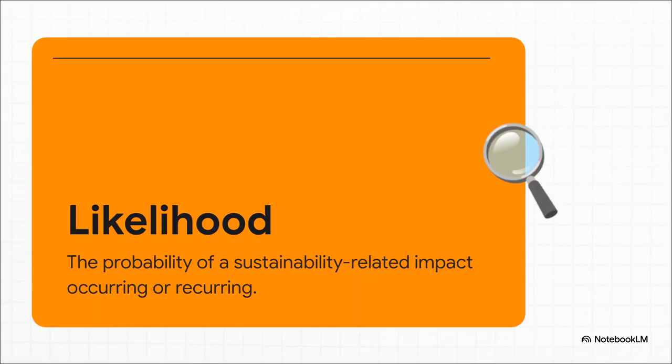First up, likelihood. This is all about probability. Is this a guaranteed, recurring cost that's already hitting the income statement, or is it some potential future event that we just need to get ready for?